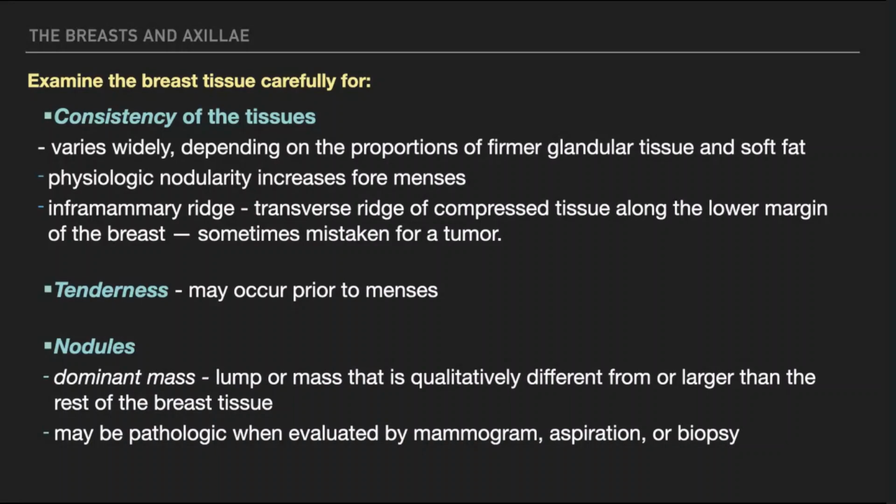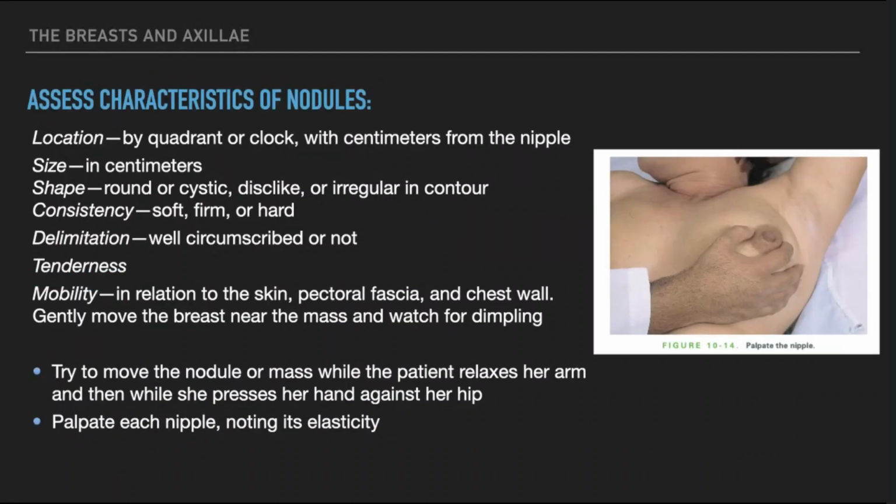So assess the characteristics of the nodules: the location, the size, the shape, the consistency, the delimitation, the tenderness, and the mobility of those nodules. Try to move the nodule while the patient relaxes her arm and then while she presses against her hip, and palpate each nipple, noting its elasticity. Nodules in the tail of the breast or in the tail of Spence may sometimes be mistaken as an enlarged axillary lymph node. But it can actually be the start of a malignancy or a mass.